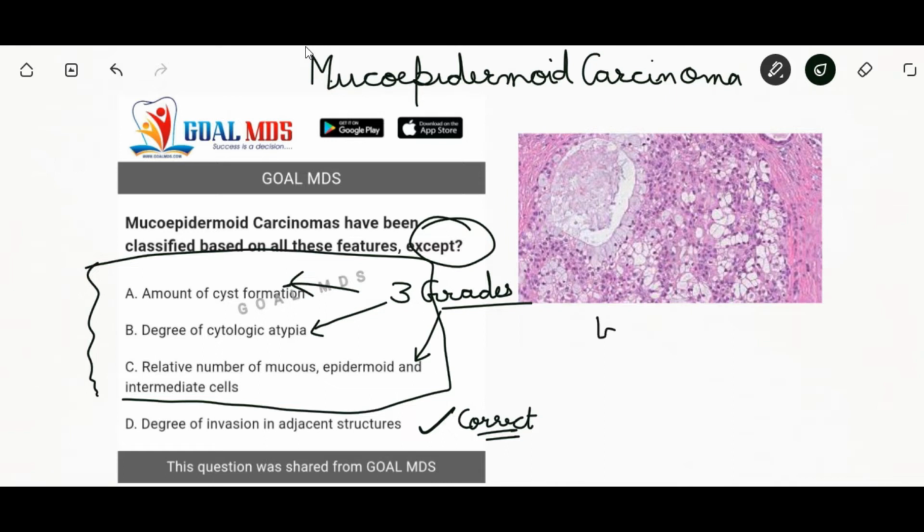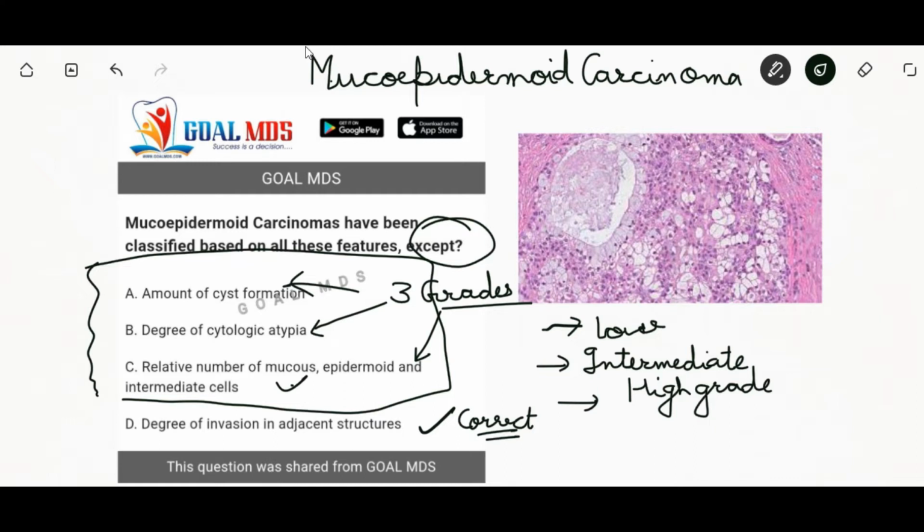and intermediate cells. So, the low grade tumors show prominent cyst formation, minimal cellular atypia, and a high proportion of mucous cells, whereas the high grade tumor consists of both squamous and intermediate cells that can demonstrate pleomorphism and mitotic activity, whereas the intermediate grade tumor shows features that fall between low and high grade. The cyst formation occurs, but it is less prominent than observed in low grade tumors.